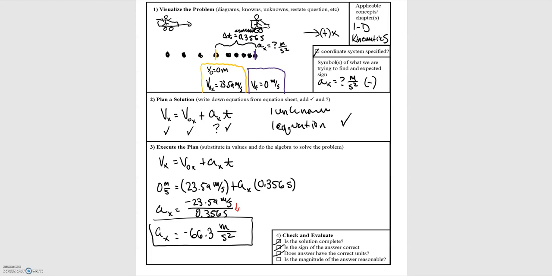And so let's see if this is reasonable. A velocity of 23 meters per second is roughly 55 miles an hour. So if you're on your highway and you stop in less than half a second, you would expect to have a large acceleration as a result. So this does seem reasonable.